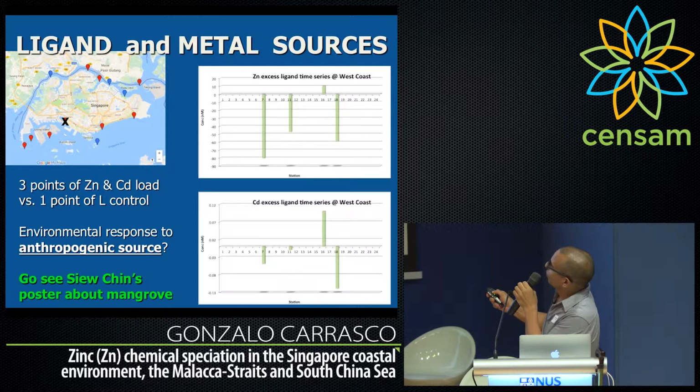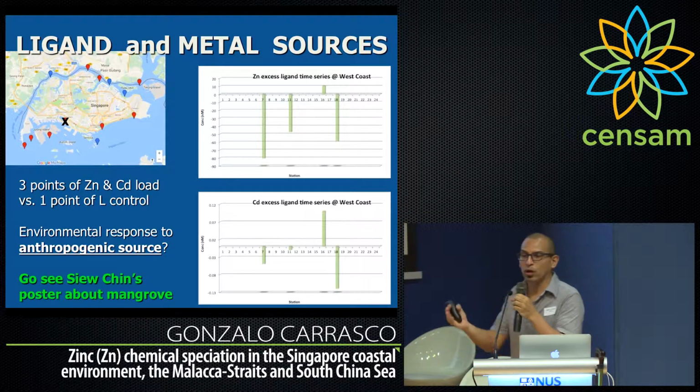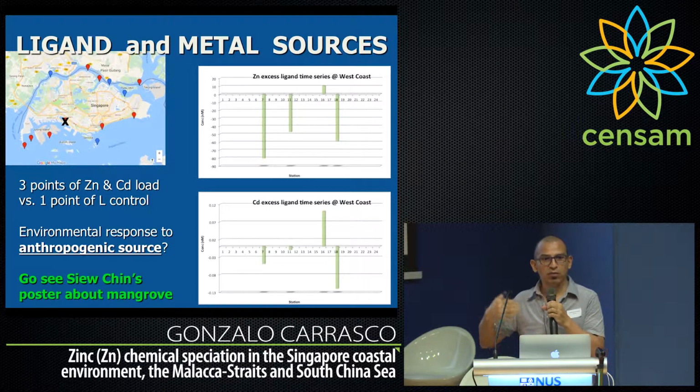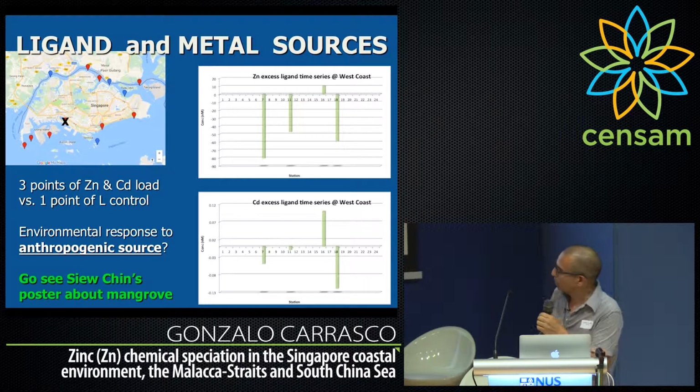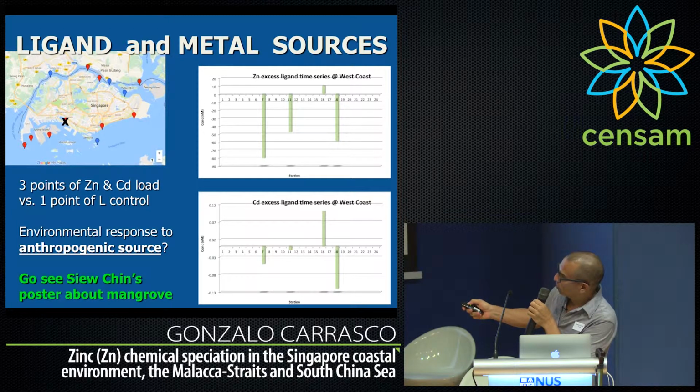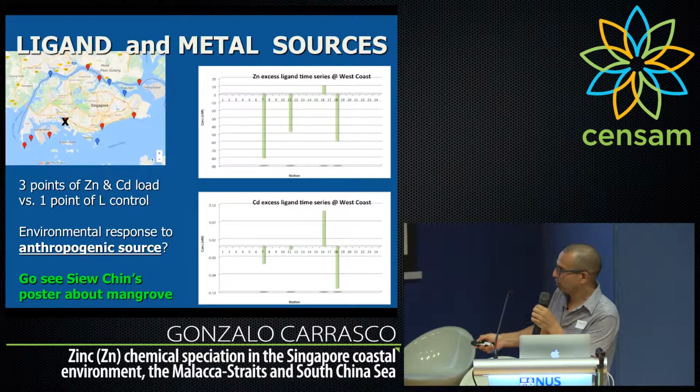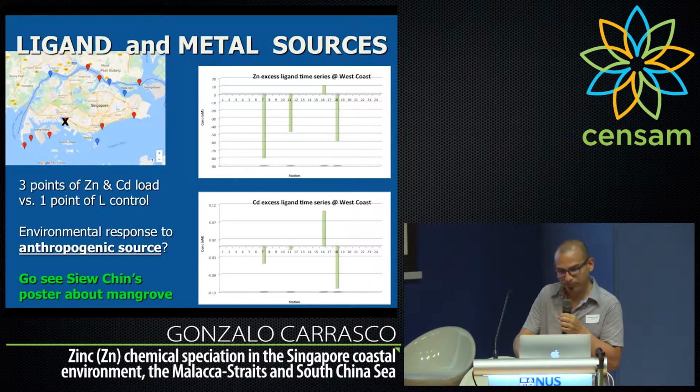And we found that there was an excess of metals for both zinc and cadmium at 3 points in time, but at one point in time there was a lot of ligand for cadmium and also a lot of ligands for zinc, implying that this was a point where the environment was sort of responding to the environmental injury that this load of metals meant. We actually do have a mangrove station report from 100 meters away from here that is discussed in Suchin's poster further down.